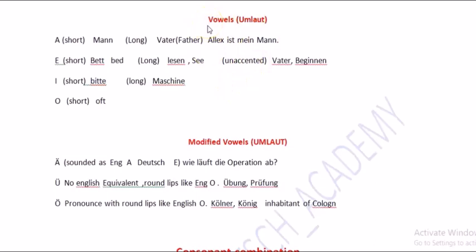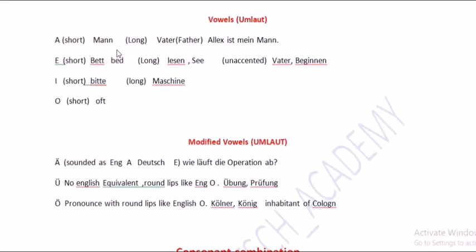It is the same as in English, we also have vowels in German. For example, we have the German letters A, E, I, O. So how are these vowels used in German? The first letter, A, is used in two forms, in short and in long form.